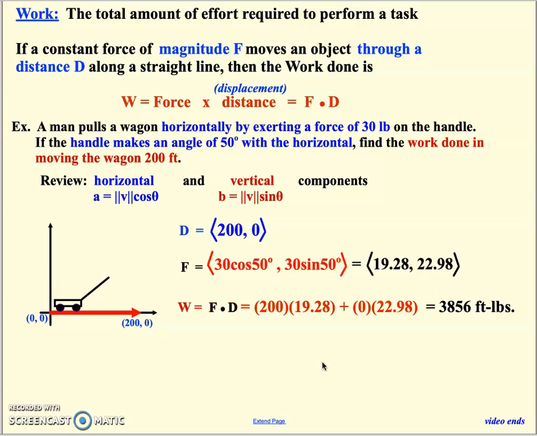Okay, and that's the end of the day 2 notes for 9.2 applications of dot product.